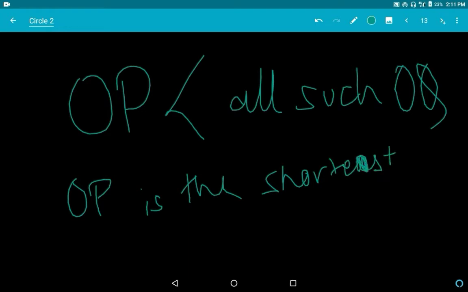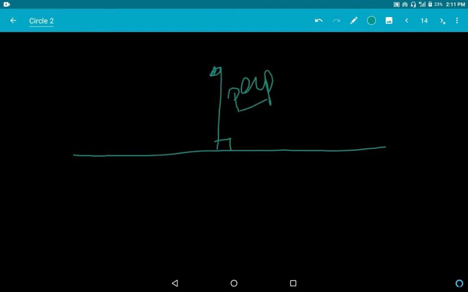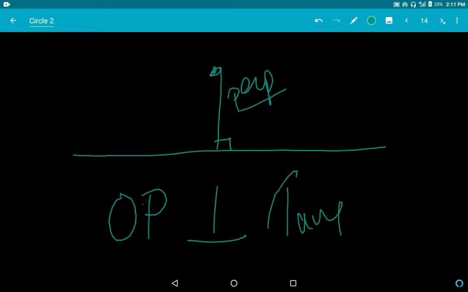Now we know that the shortest segment that can be drawn from a point to a given line is the perpendicular from the given point. This is a fact you should know. If there is a line and a point, the shortest distance is always the perpendicular. So I can say that OP is perpendicular to the tangent. Understand? OP is perpendicular to the tangent.